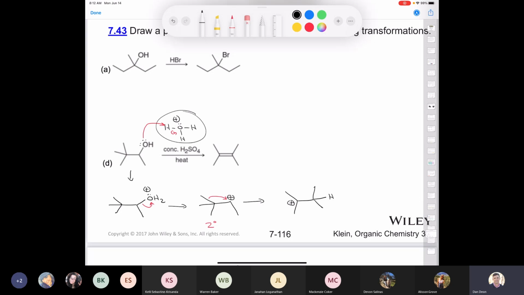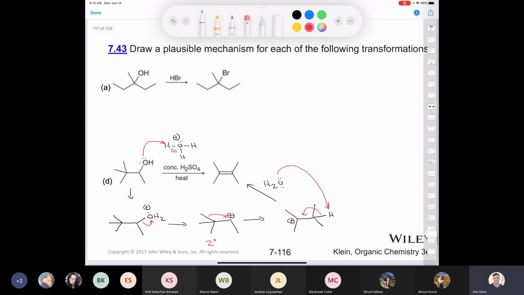And so in the first step, we formed water. So now water can come in and act as a base, right? The water can behave as a base because we're in an acidic environment. So it can pull off this proton, and then we're going to form the double bond like that. And there you have it.